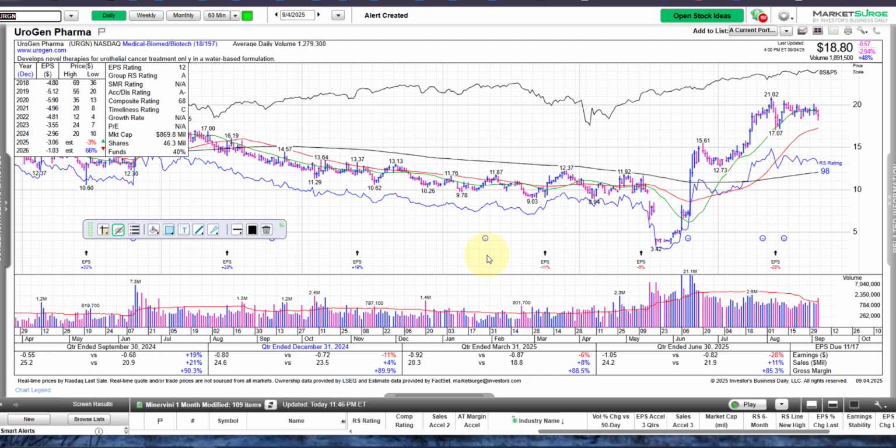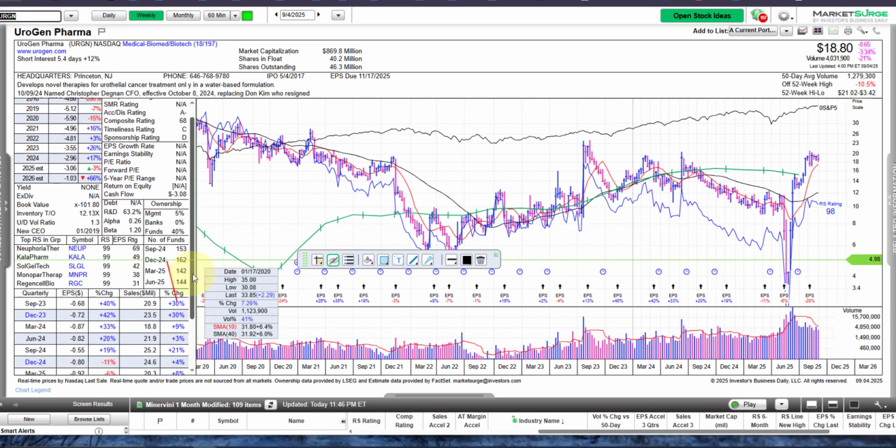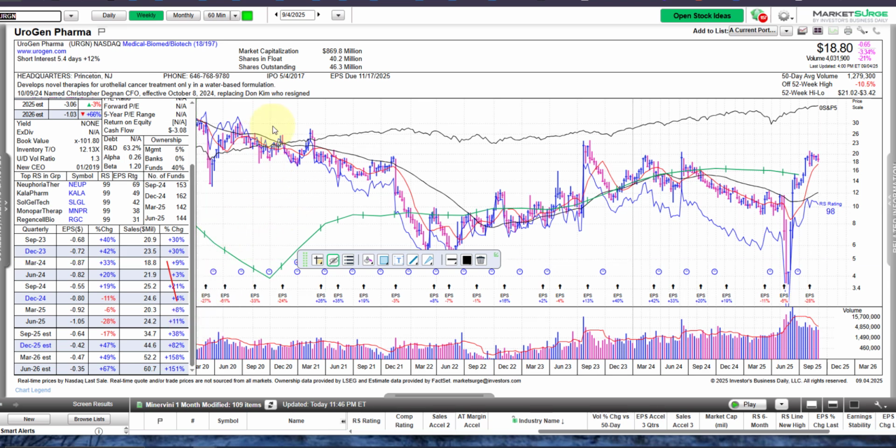Yeah, I like this one. I'm going to put it on the focus list. Let's just glance at the weekly here. Fund ownership is decreasing. That's the opposite of what we want. I'd like to see management with some shares. That's good. No dividend, of course.